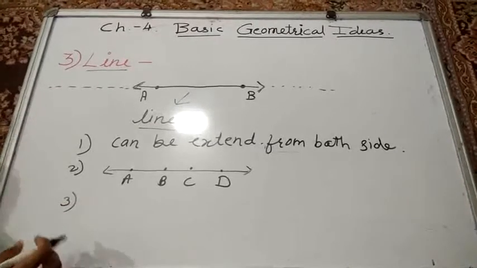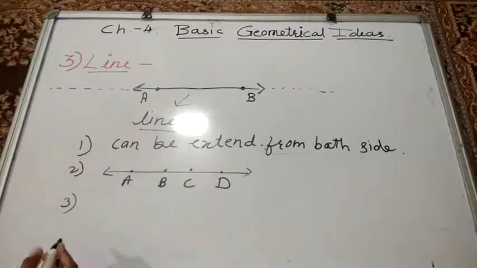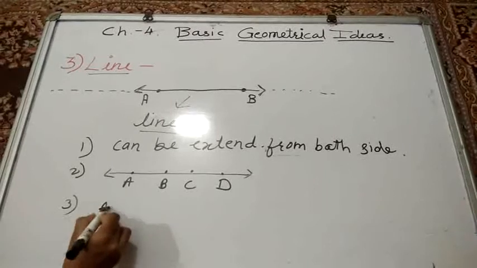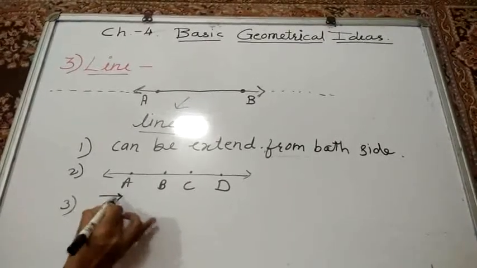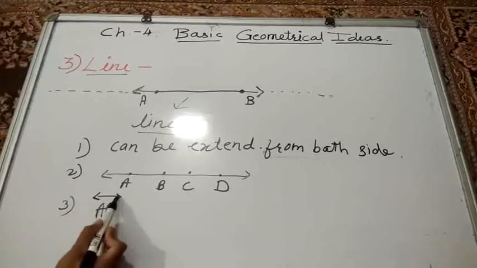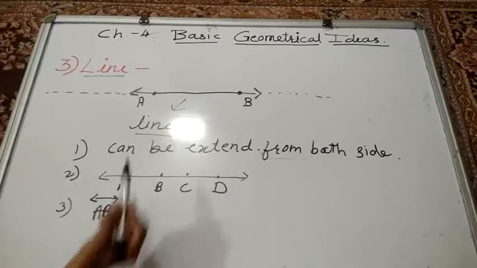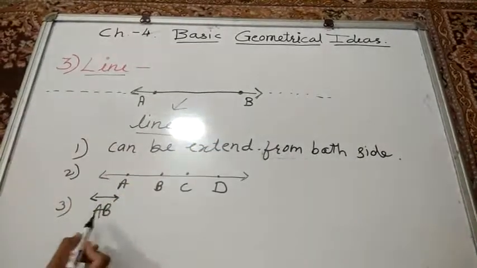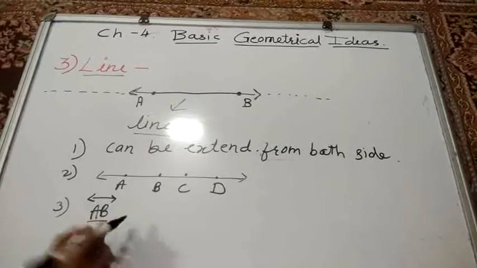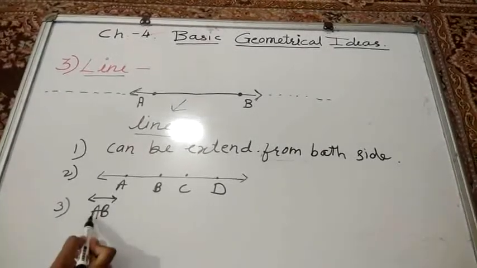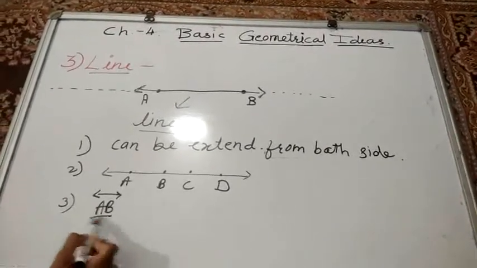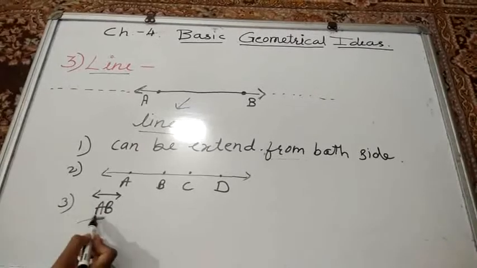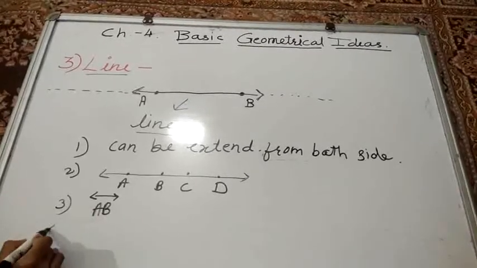The next is this line is denoted by like this. It is a symbol of line. तो अब जब लाइन दिखाते हो, लाइन AB, AB के ऊपर लाइन का सिंबल शो करना है. This is how we denote the line.